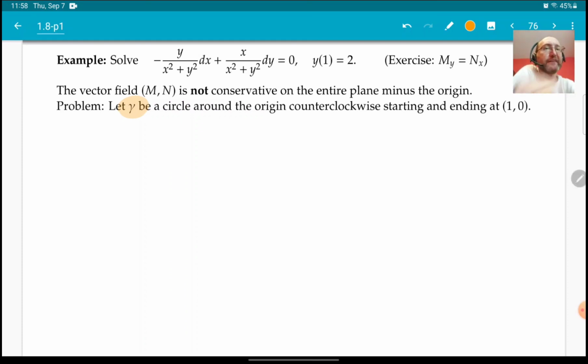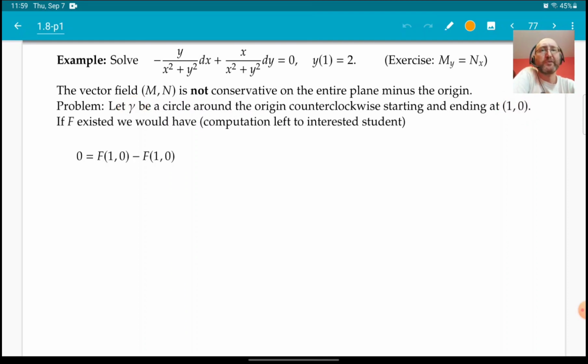So if you have a circle around the origin, just a radius one circle, and you start at (1, 0) and you end at (1, 0). So you just go around the origin, right? And you do it, let's say, counterclockwise. Doesn't really matter at this point.